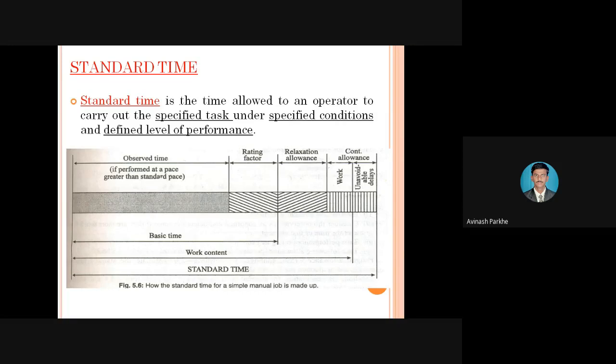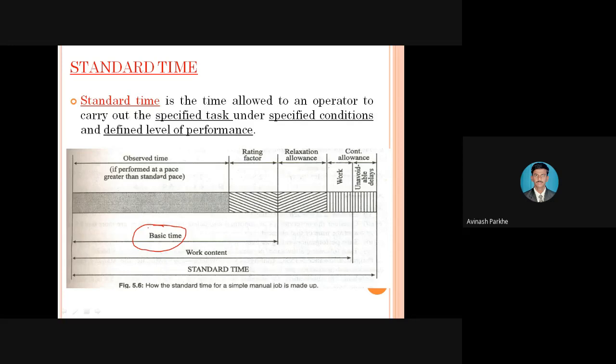Means 45 minutes plus 15 minutes is equal to 1 hour. This 1 hour is the standard time. 45 minutes is the basic time to complete the task, and the remaining 15 minutes are the allowances which are given. Therefore, whenever I am calculating the standard time, I have a simple formula: standard time is equal to basic time plus allowance. So here, whatever figure I have represented, this is the basic time, which is the time required to complete the job only.